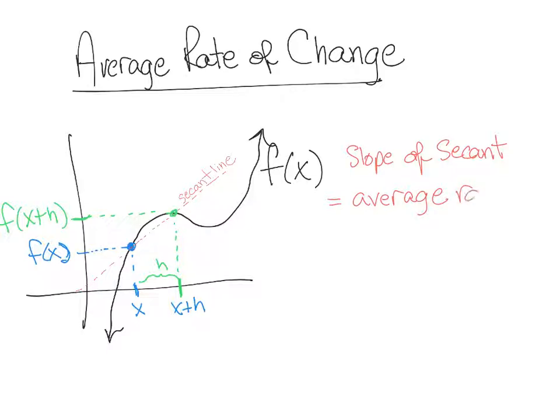Average rate of change. And that's how much did this change over that span right there. How much did the y change when the x changed? And the way we find this is called the difference quotient.